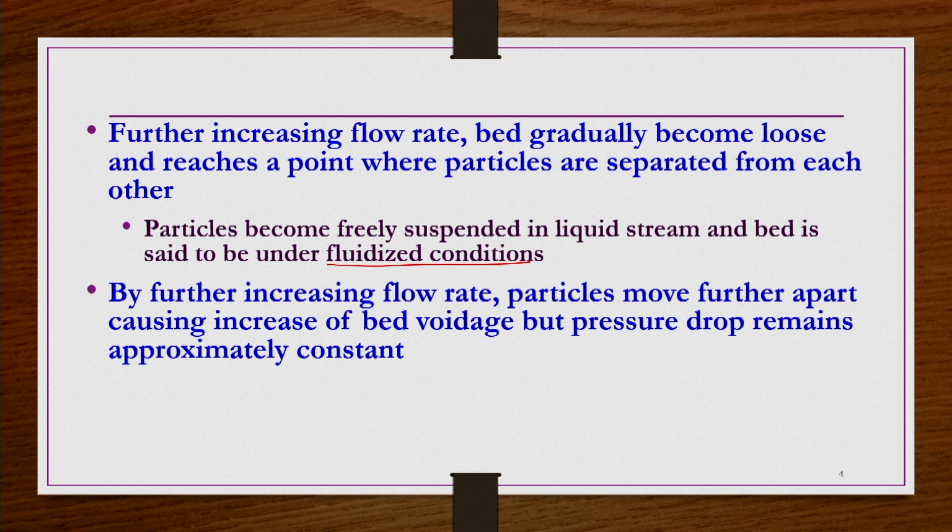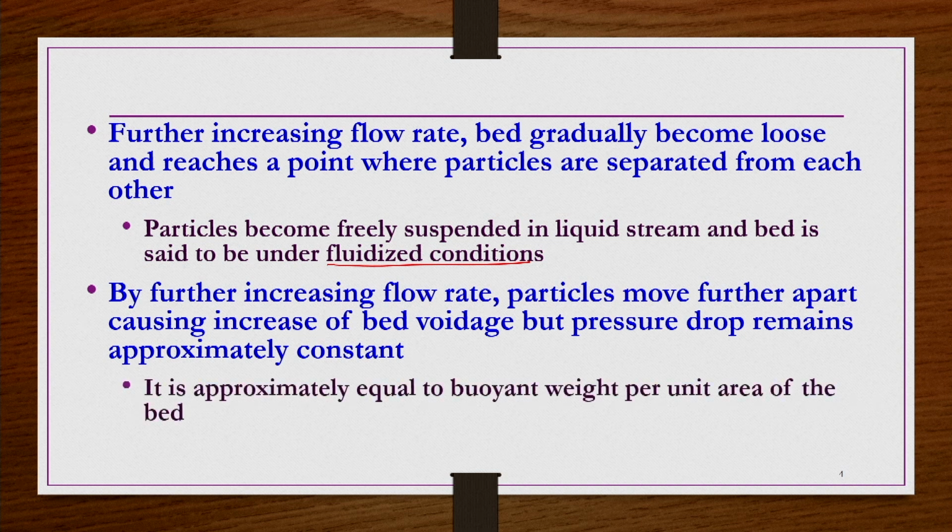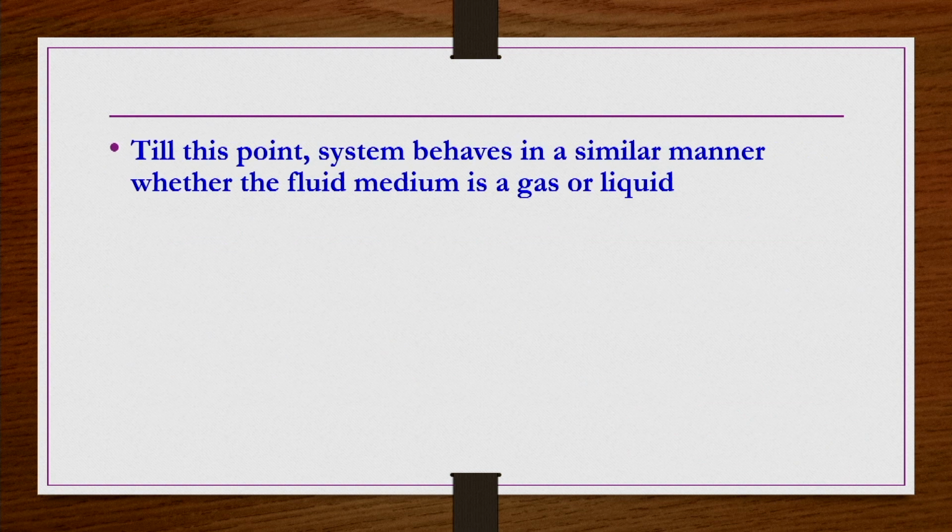By further increasing the flow rate, particles move further apart, causing an increase of bed voidage, but the pressure drop remains approximately constant. That is, it is approximately equal to the buoyant weight per unit area of the bed, that is Fg minus Fb divided by the cross section area, which should equal the pressure drop, right. This constant pressure drop is going to be maintained from that point onwards, right.